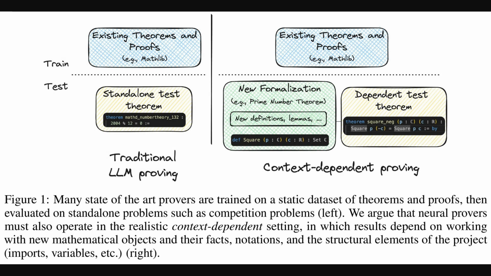And this figure really drives that point home, visually contrasting two approaches to testing these AI provers. On the left, you've got traditional large language model proving, where models train on existing theorems, often from large libraries like MathLib, which is a vast collection of formalized mathematics, and then test on standalone problems. But on the right, it depicts context-dependent proving. Here, the AI encounters theorems that depend on new formalizations, new definitions and lemmas, which are like smaller helper proofs, all within the same project. This highlights the importance of testing with this kind of rich, immediate context.